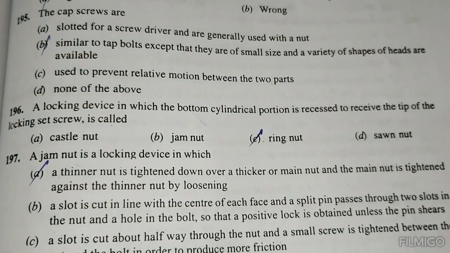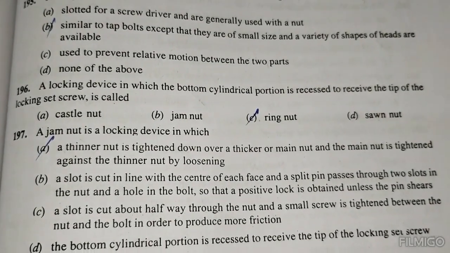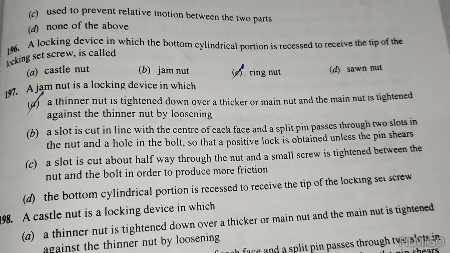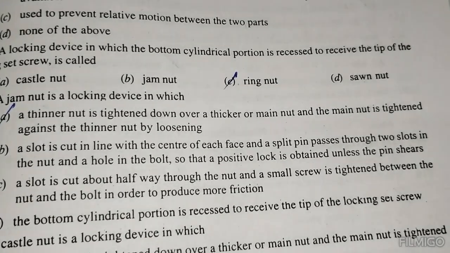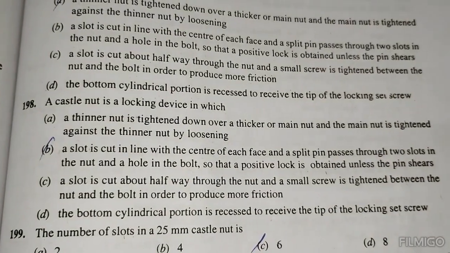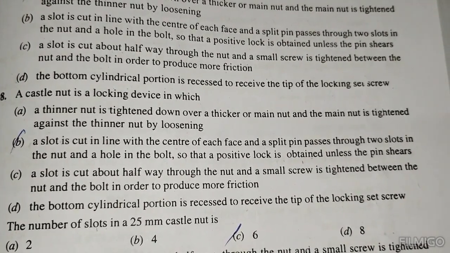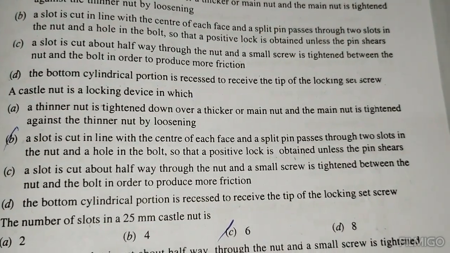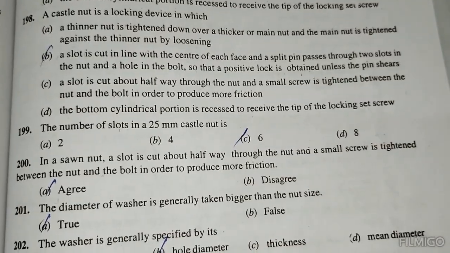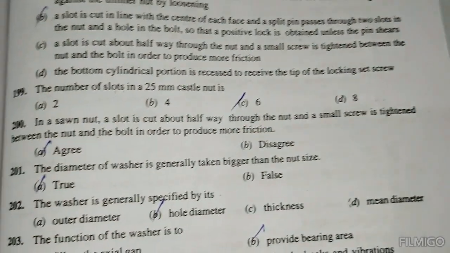A locking device in which the bottom cylindrical portion receives the tip of a locking eccentric screw is called a ring nut. A jam nut is a locking device in which a thinner nut is tightened down over a thicker main nut, and the main nut is tightened against the thinner nut. A castle nut is a locking device in which slots are cut, and a split pin is passed through two slots. The nut holds the bolt, but a positive lock is obtained unless the pin shears. The number of slots in a 25 mm castle nut is 6.